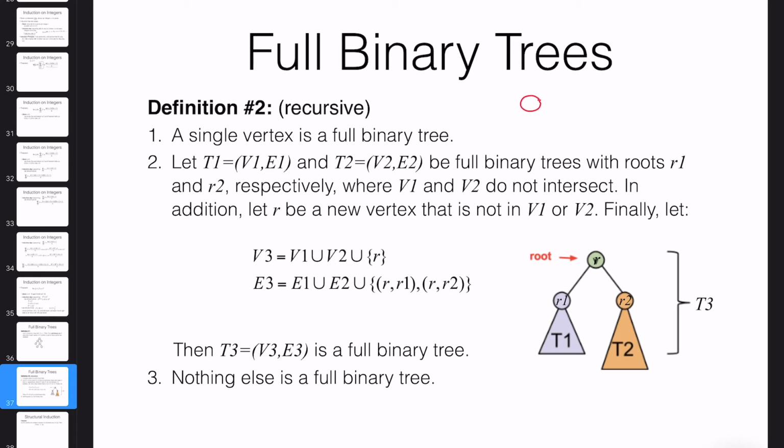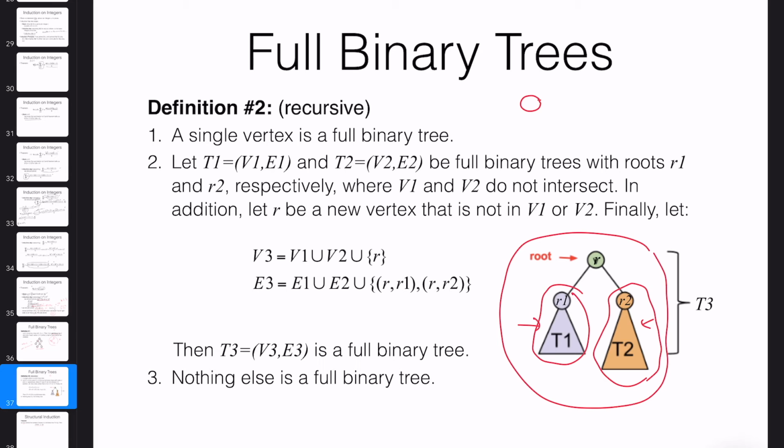The recursive part of the definition says that a tree is a valid full binary tree if the root has exactly two children, and both of them are full binary trees. This is the recursive part: the subtrees T1 and T2 are each full binary trees, and R has exactly two children. So the result is a valid full binary tree.